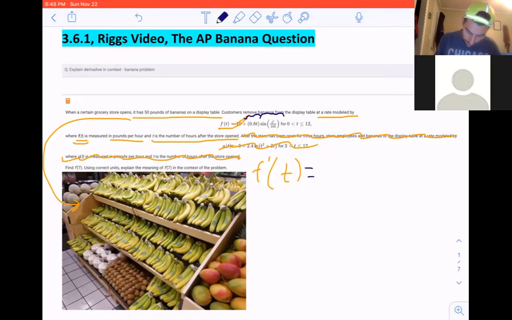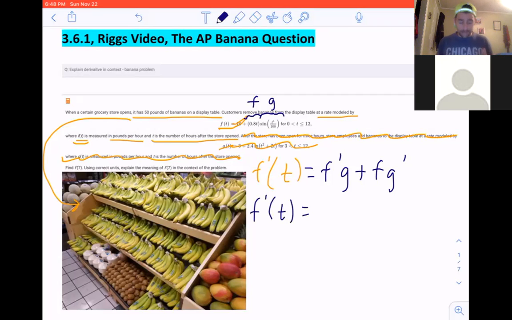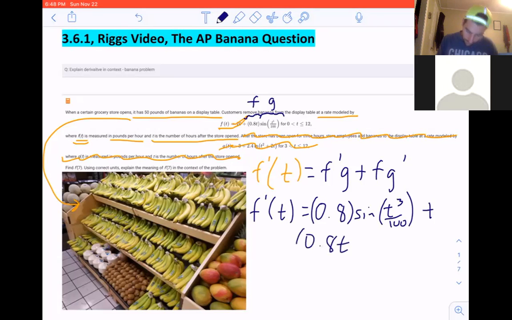So I'm going to say f prime of t is equal to f prime g plus f g prime. I'm thinking of f and g just to organize my thoughts for this derivative. So f prime of t would be equal to the derivative of 0.8t with respect to time, which would just be 0.8, just that coefficient. And then that times the original function, sine of t to the third, all divided by 100. And now we just have to derive the other part, so plus, and I'll write down here, the original 0.8t, that function as is.